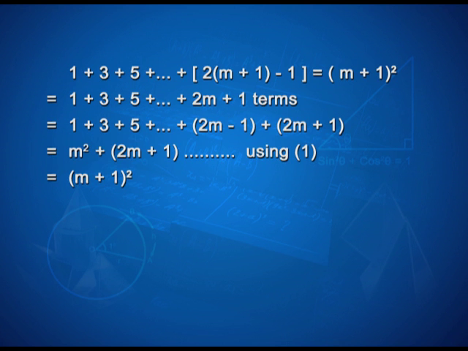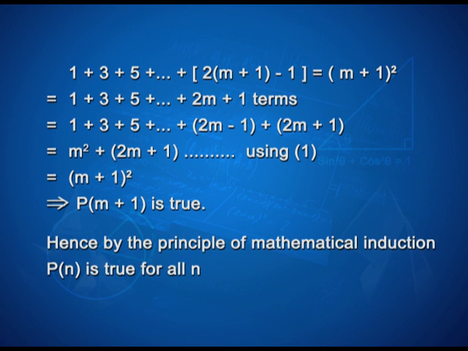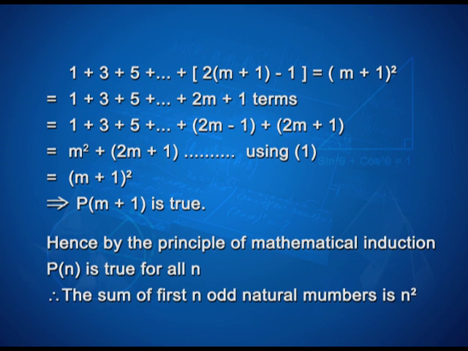That implies p of m plus 1 is true. Hence, by the principle of mathematical induction, p of n is true for all n. Therefore, the sum of first n odd natural numbers is n square.